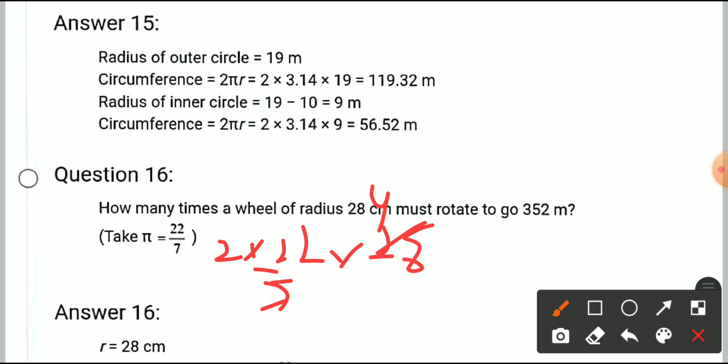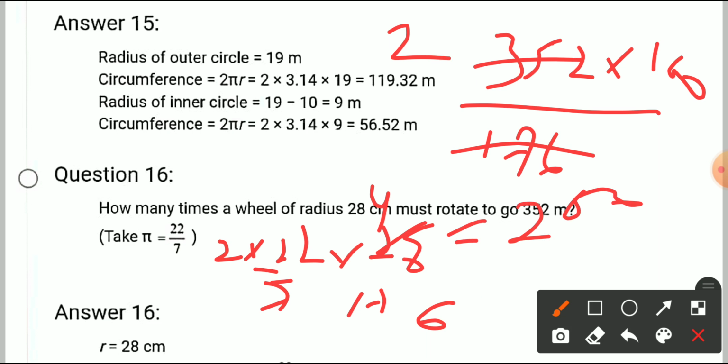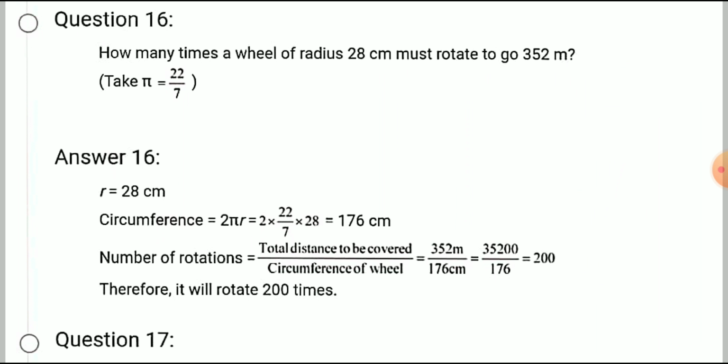44 into 4, 8 fours are 32, 176 centimeter. So the circumference is 176 centimeter. So to cover the distance of 352 meter, what you need to do? Convert 352 into centimeter, multiply by 100, upon 176. So 176 twos are 352. So it will take 200 rotations. How many rotations will it take? 200. See, like this you have to do in your copy.